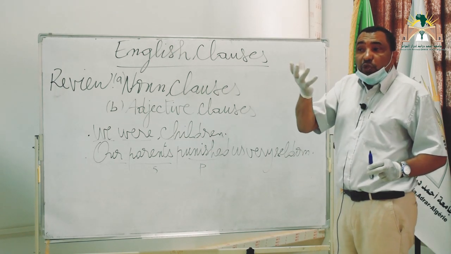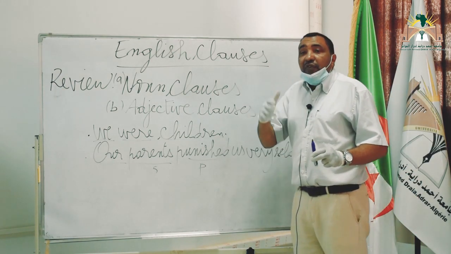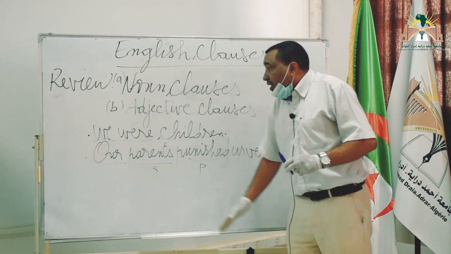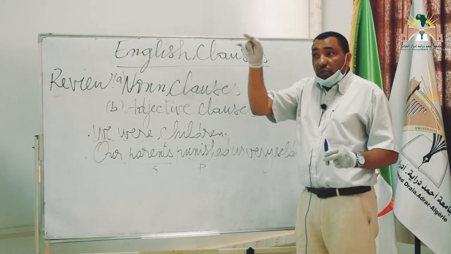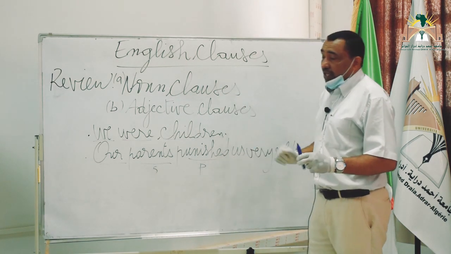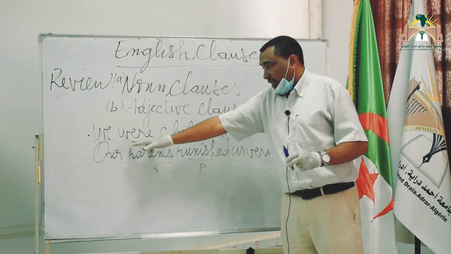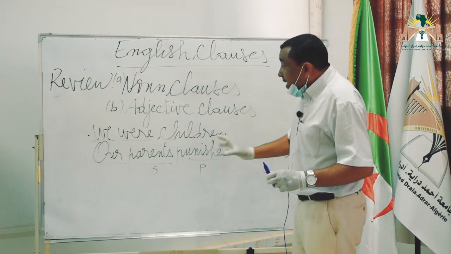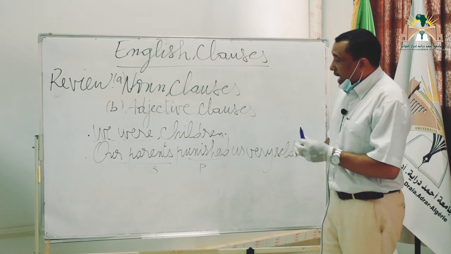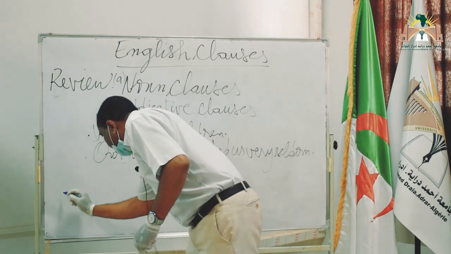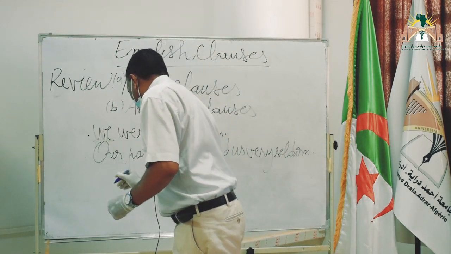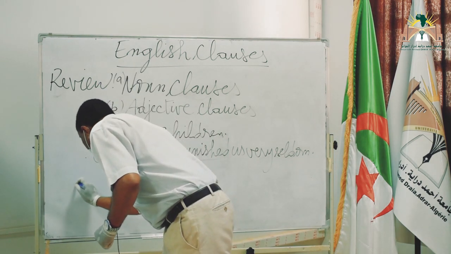If we want to express a given idea, let's take an example. I want to say that the time we were children, our parents punished us very seldom. We were lucky and we were not naughty. Here we link between the two sentences. Look here. A new sentence, a combination of both sentences. We can do this.